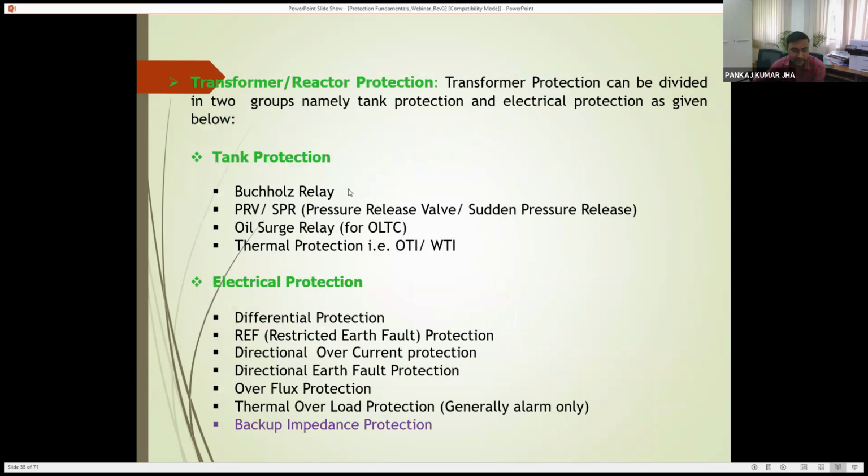Then for the transformer and reactor, we will be having two different types of protection functions. One is the mechanical, and the second is the electrical protection. In the electrical, we will be having differential or REF protections, and then for the backup and time delayed protections, we are having directional overcurrent and earth fault protections. And nowadays, we are using backup impedance protection also. For the mechanical protection, we are having Buchholz, PRD, OTI, WTI, etc.